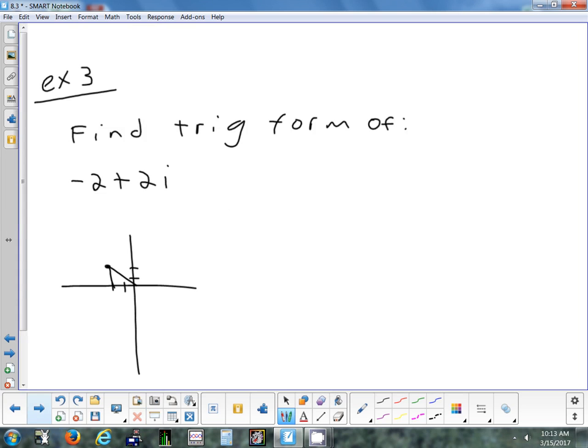Regardless of the quadrant I'm in, to find r, it's the same in every quadrant. What's my radius going to be here? Yeah, it's going to be the square root of 2 squared plus 2 squared. So that's 8. But then you have to reduce the square root of 8 to 2 root 2, so that's half of what you need.